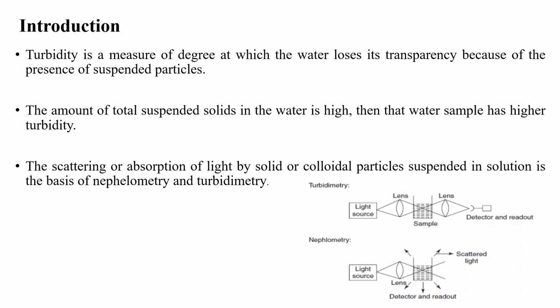This turbidity meter works on the principle of measuring the interference caused by the water sample to the passage of light rays. If the amount of total suspended solids in the water is high, then the water sample has higher turbidity. So the scattering or the absorption of light by solid or colloidal particles suspended in the solution is the basis of nephelometry and turbidimetry.